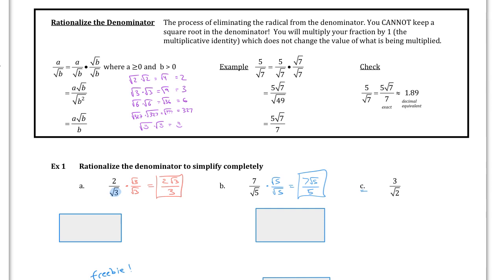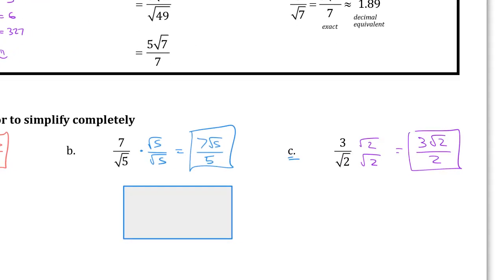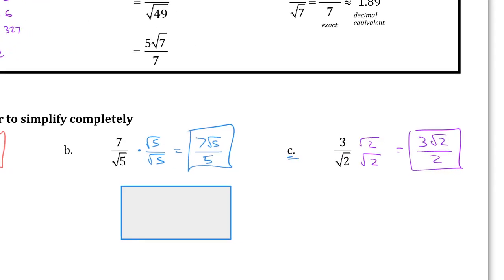But the idea is the pattern says we'll just get the number inside. So pause it and try C. Right? Did you multiply the top and the bottom by square root of 2? And then you would get 3 root 2 on the top and 2 on the bottom.